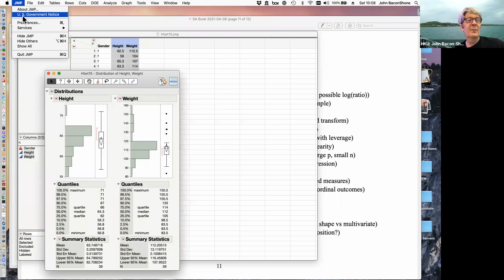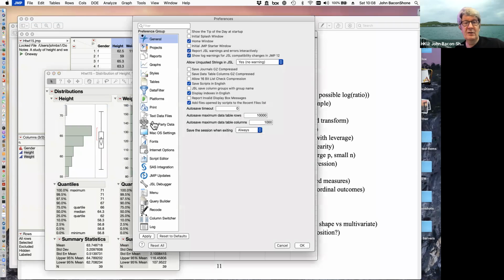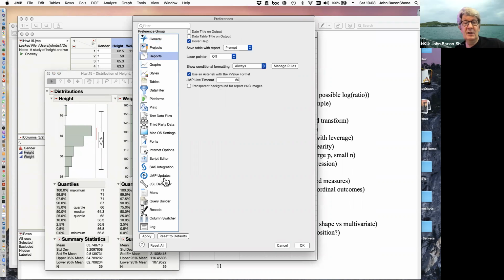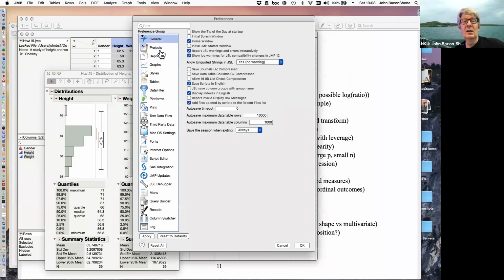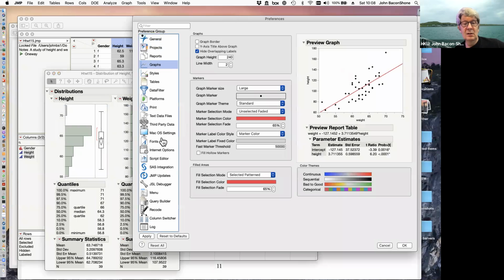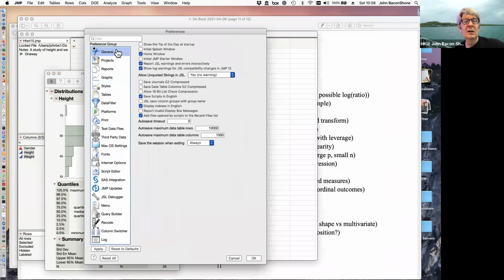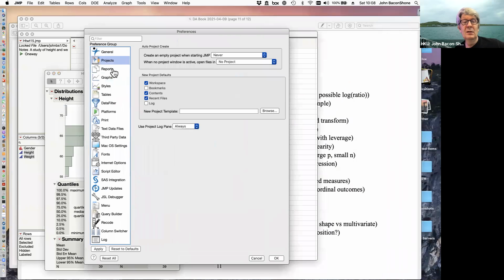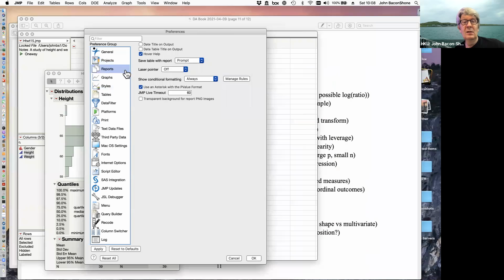Sorry, I'm going to reset my JMP preferences. Where are we? Oh, I can't do it right now. Where are we? I don't know how I have to reset it.